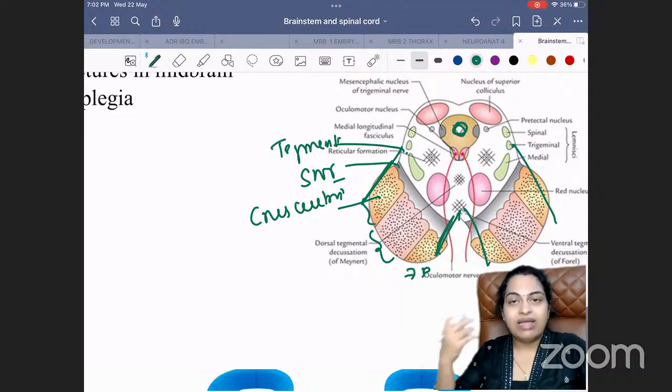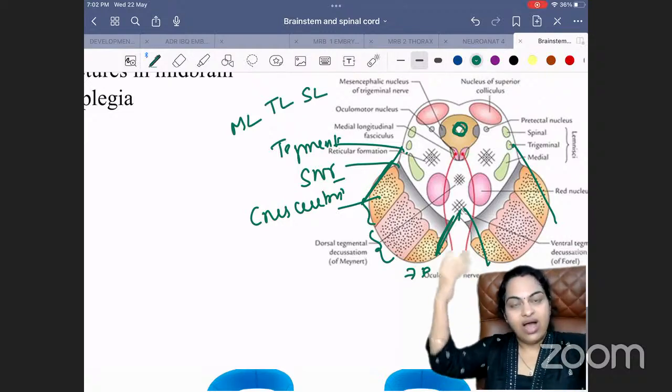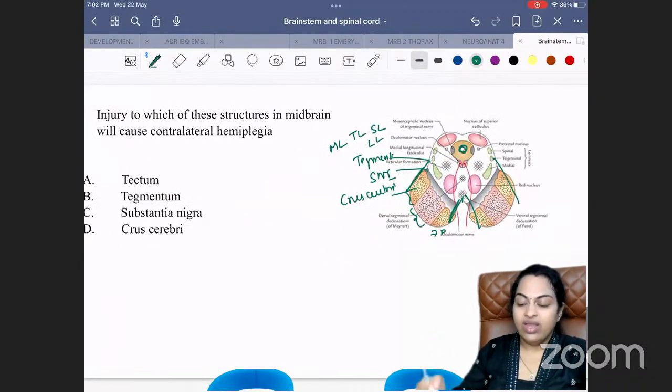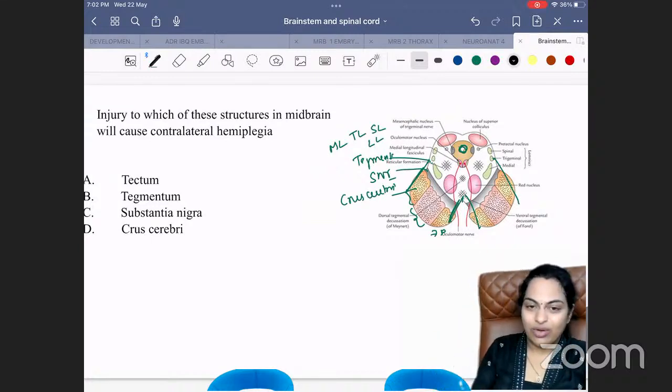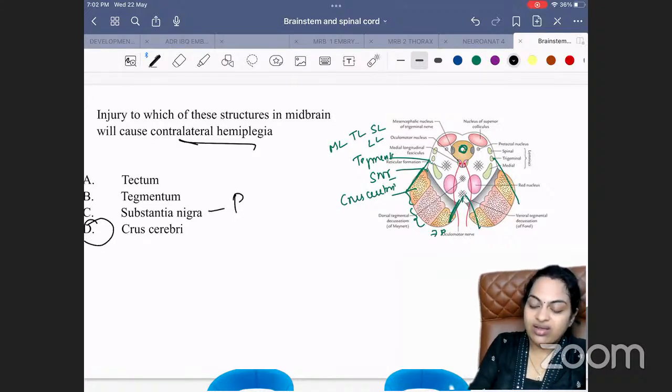And what do you have in the tegmentum? The lemniscus: the medial lemniscus, the trigeminal lemniscus, the spinal lemniscus. And at the upper midbrain, we'll have the lateral lemniscus also. Okay. So involvement of the crus cerebri, the corticospinal fibers, will produce contralateral hemiplegia. Involvement of substantia nigra will produce Parkinsonism, right?